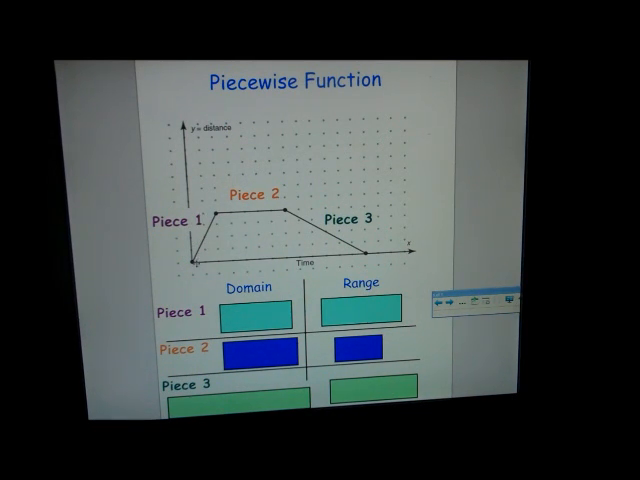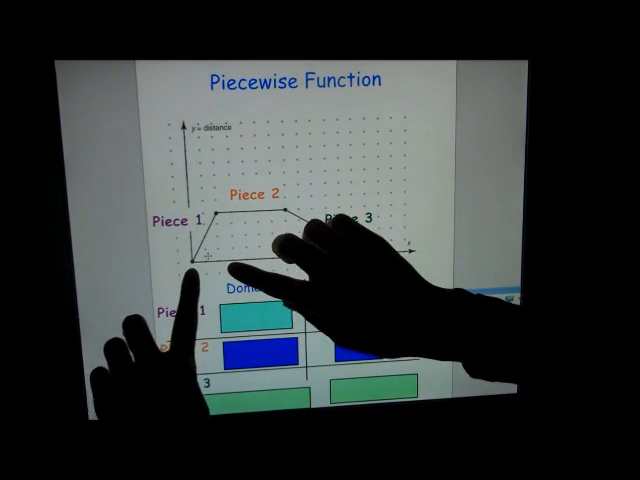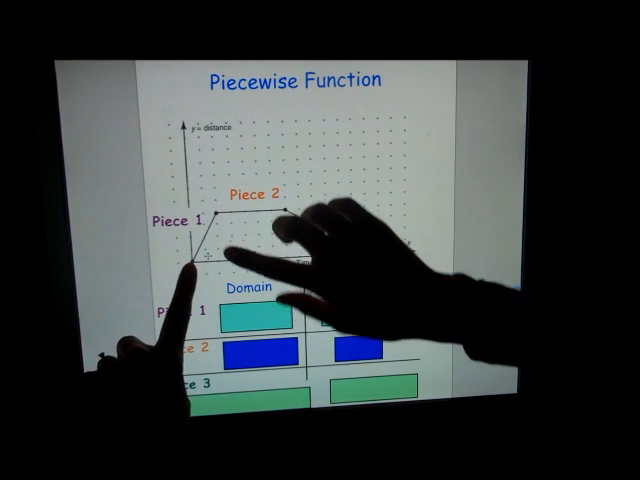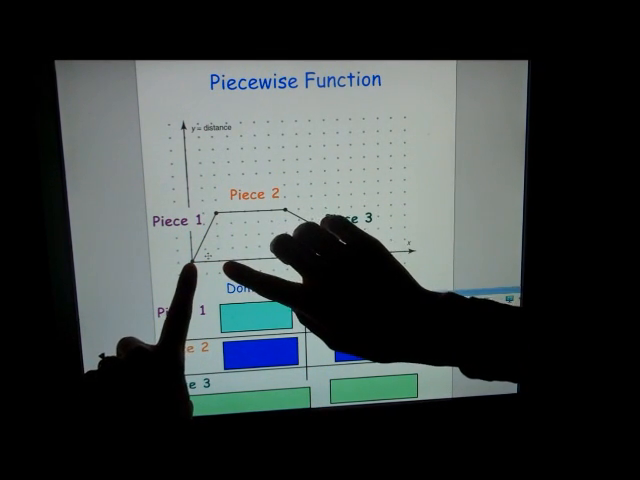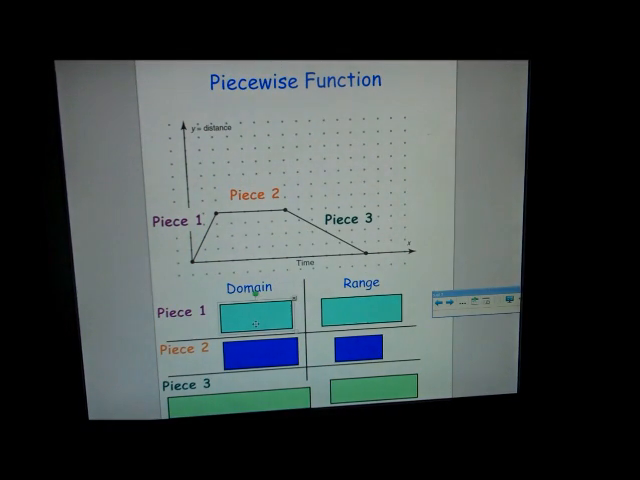So, for piece 1, domain, that is all my x values. So you've got to look. Pause it and find out what is my domain of just this section. I start at 0 and I go to what? I go to 2. Very good. Go through and find the domain for piece 2 and piece 3. Pause it right now and do that, please.